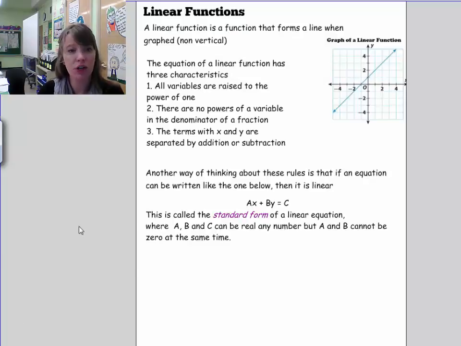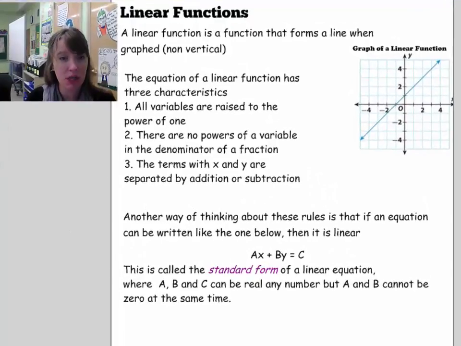A linear function is a type of function, and we've gone over what the specifications of a function are, that forms a line when it's graphed. We're going to make the specification that the line cannot be a vertical line. If you remember, vertical lines go straight up and down. We'll talk about that a little bit later in the lesson, why a linear function cannot be a vertical line.